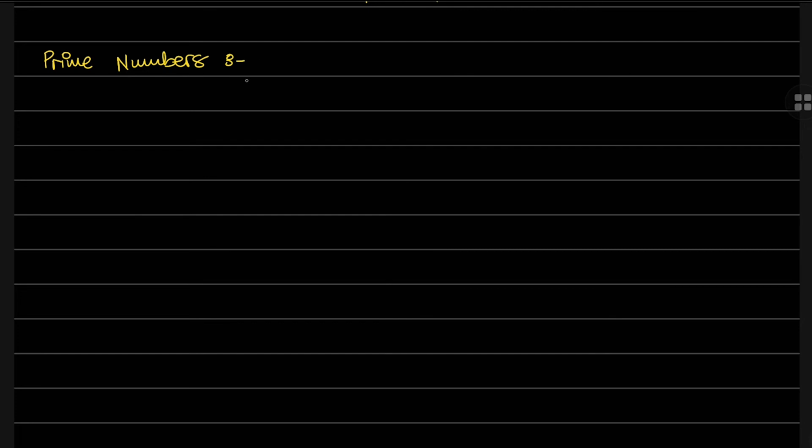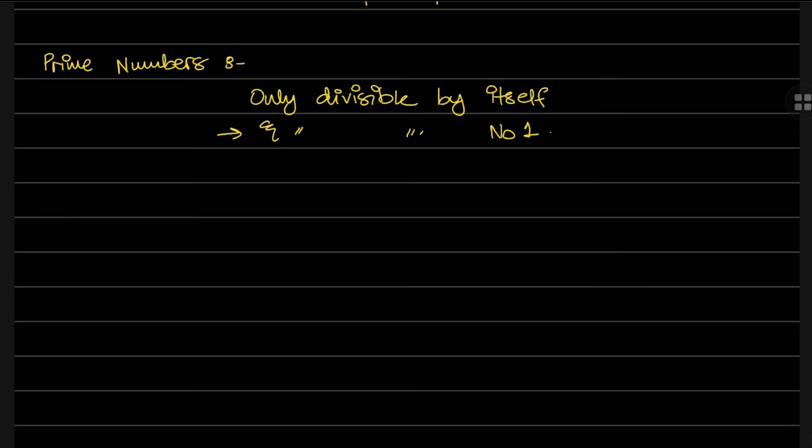Okay. So prime numbers. A prime number is basically a number which is only divisible by itself and the number 1. Only divisible by itself and divisible by the number 1. Let's go over a few examples.